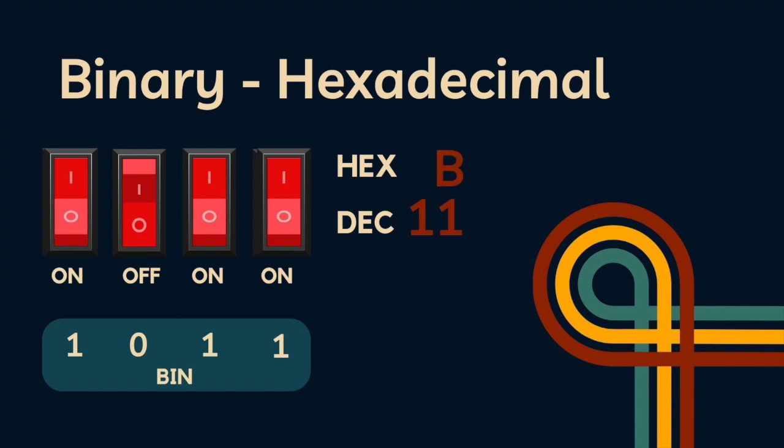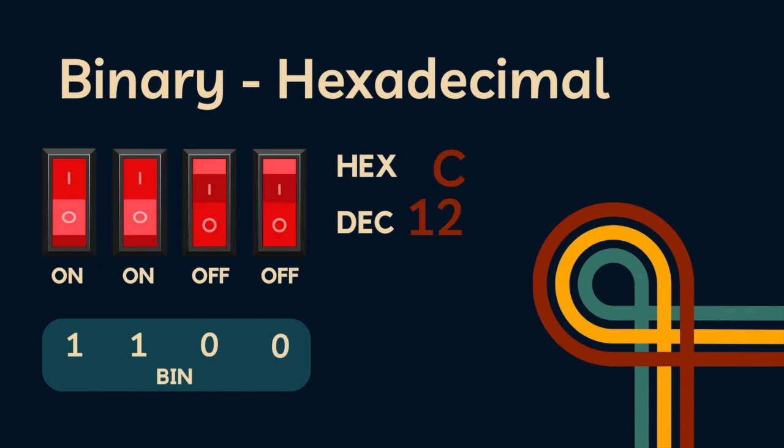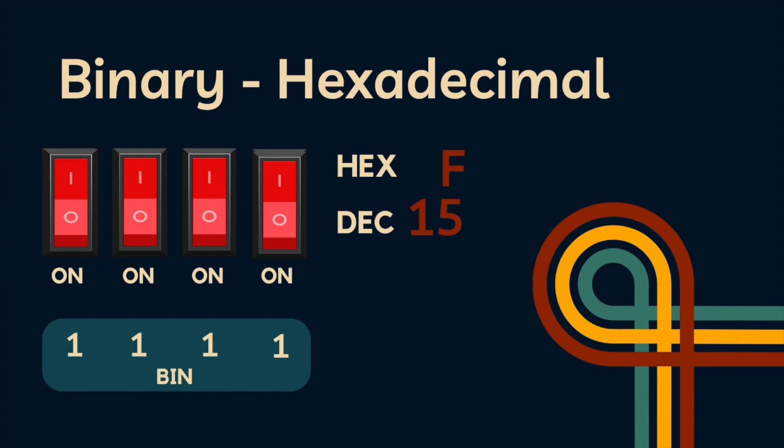Adding another one to it, we'll go to hexadecimal B, which is decimal 11, 1011. Hexadecimal C is decimal 12, 1100. Adding one more, 13 is D. Now we have 1110 for 14 decimal, hexadecimal E. And then with all the switches on, 1111 is 15. We added it all the way from 0, and that's hexadecimal F. So if you see a hexadecimal F, every bit is 1.